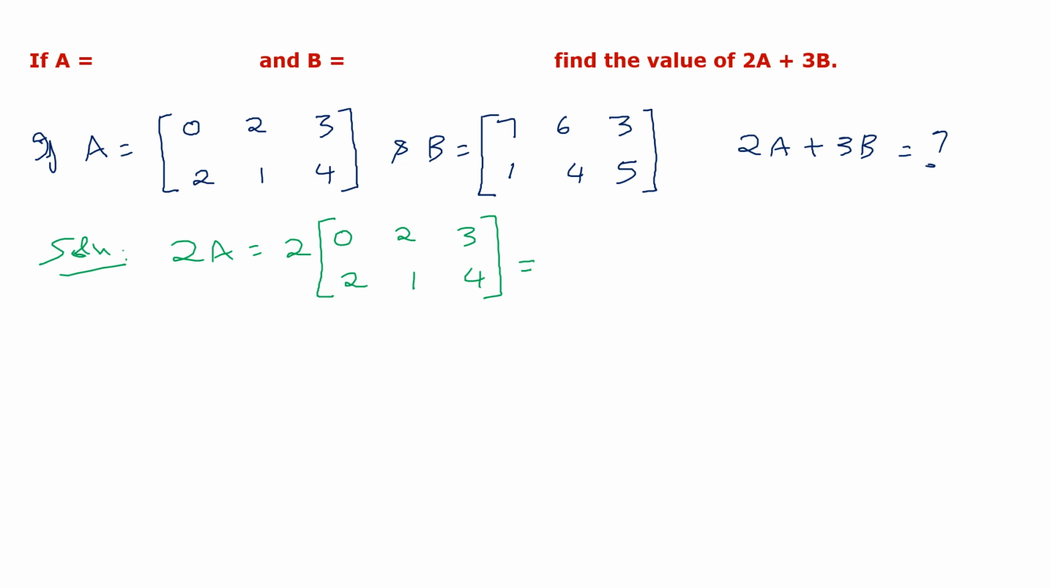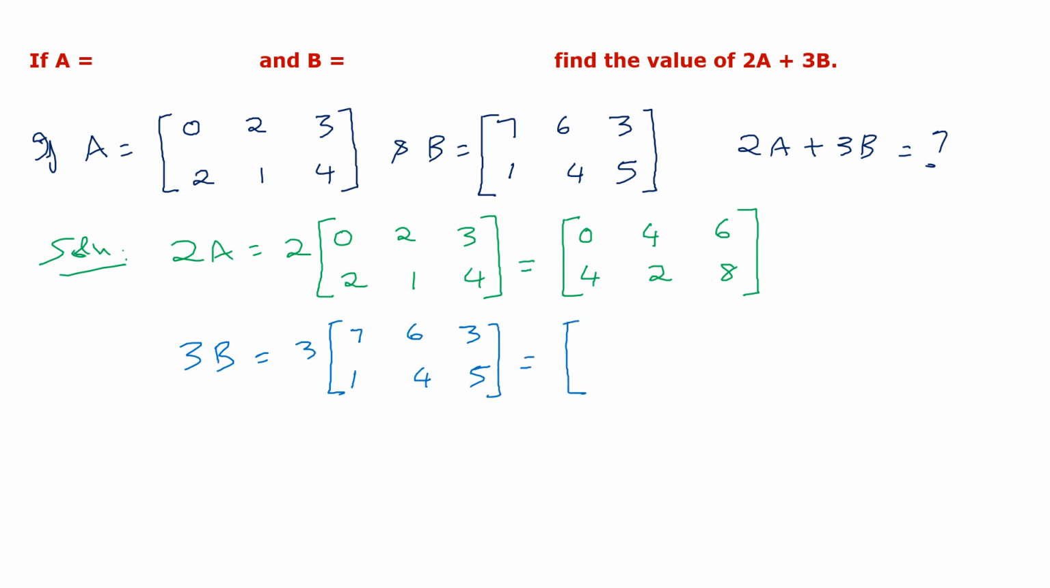So direct multiply. 2 into 0 is 0, 2 into 2 is 4, 2 into 3 is 6. Then 2 into 2 is 4, 2 into 1 is 2, 2 into 4 is 8. Okay, this is 2A. Now, if you want to find 3B, 3B is equal to 3 into, what is B? 7, 6, 3, 1, 4, 5. So when you do this, what do you get? 3 into 7 is 21. Then 3 into 6 is 18, 3 into 3 is 9, 3 into 1 is 3, 3 into 4 is 12, 3 into 5 is 15. So this is 3B.